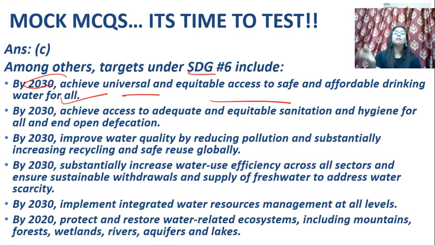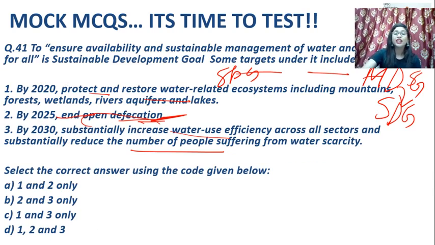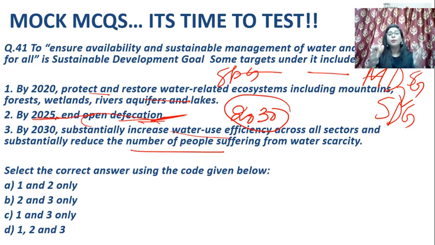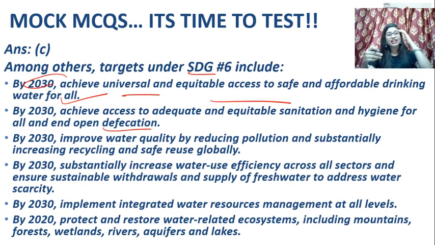At the same time, by the year 2030, they wanted to achieve access to adequate and equitable sanitation and hygiene for all, and thereby end open defecation. Look at the question, guys. In the question, it is given 2025. Why your second option was wrong is because it was given 2025. Actually, by the year 2030 only, the government is aiming through the Sustainable Development Goals to end open defecation completely. Okay. And again, by 2030, they want to improve what? The water quality by reducing all the pollution and all.